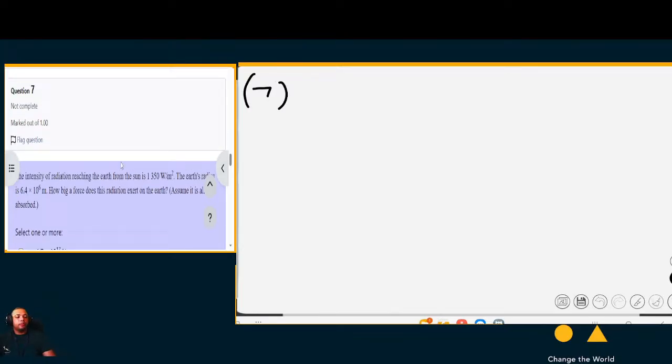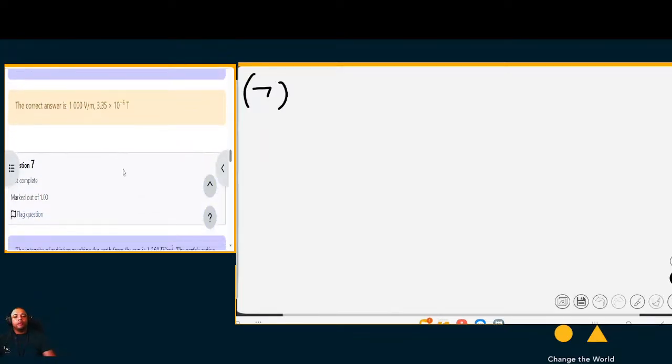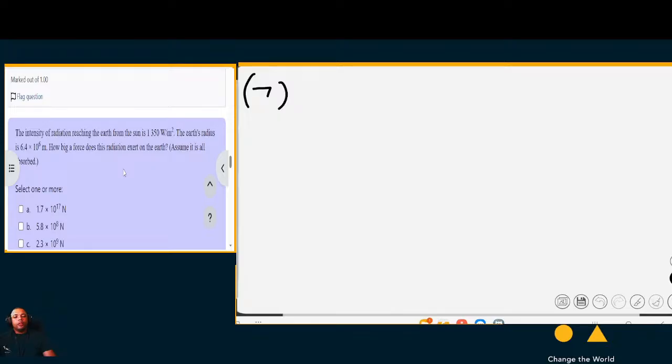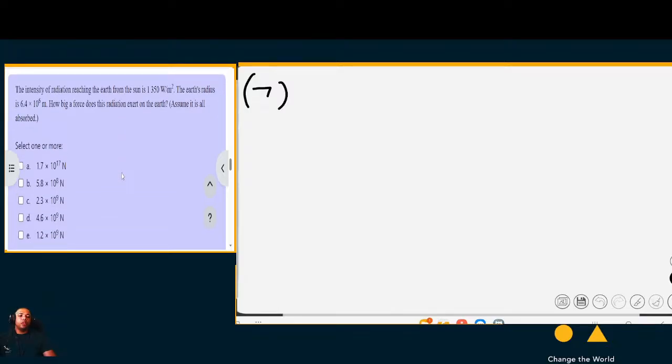Question 7. The intensity of radiation reaching the Earth from the Sun is 1350 watts per meter squared. So the intensity of the solar radiation is that value. The Earth's radius is 6.4 times 10 to the 6 meters. How big a force does this radiation exert on the Earth? Okay, so how big a force?